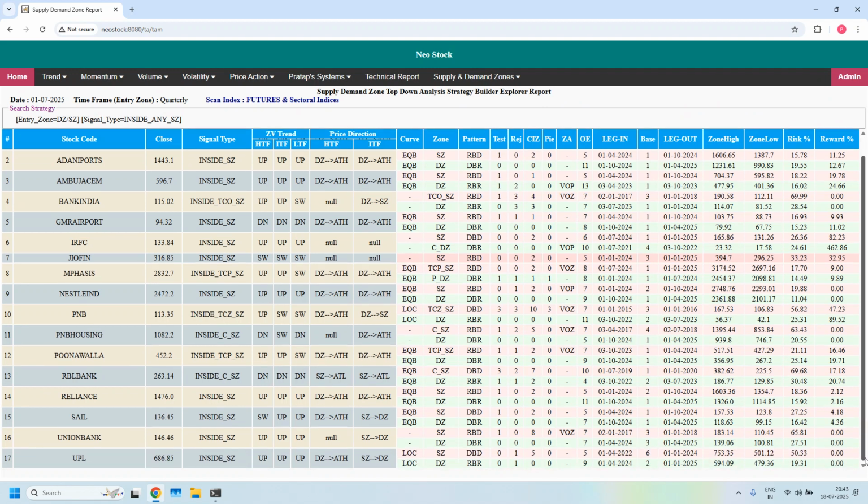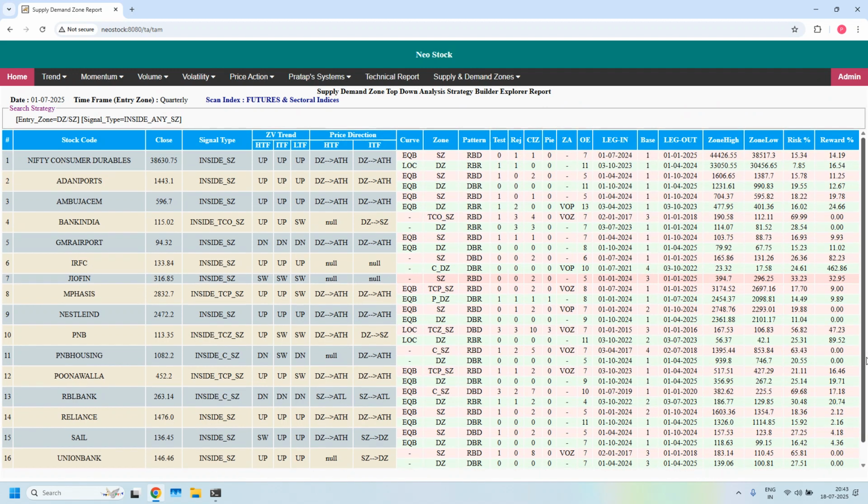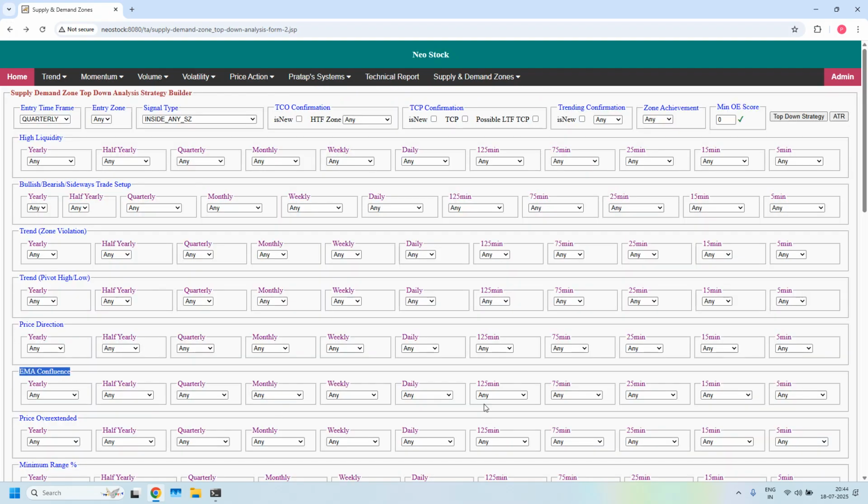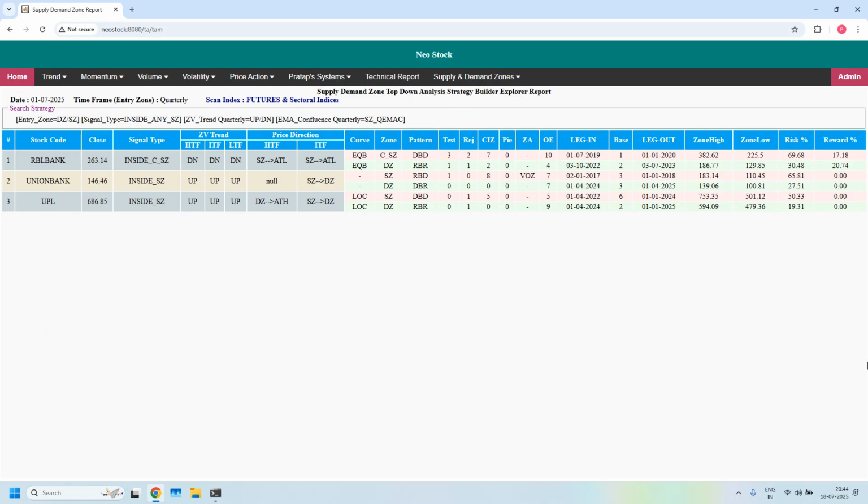We got 17 stocks. First 16 stocks in the list, scrolling the list down. So total 17 stocks we got. Let's further filter with the quarterly supply zone having quarterly EMA confluence, and also the trend on the quarterly time frame should not be sideways. It can be up or down. So we got 3 stocks.